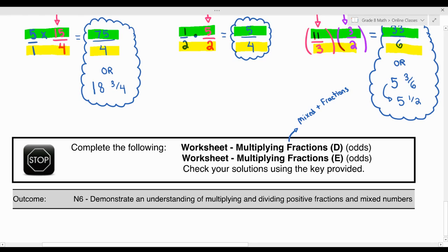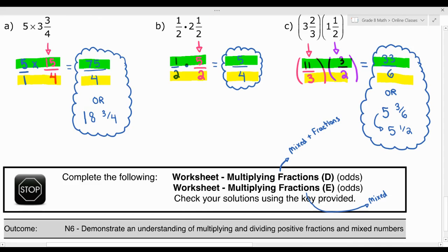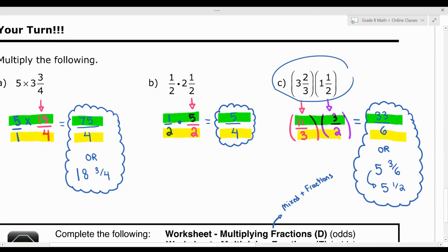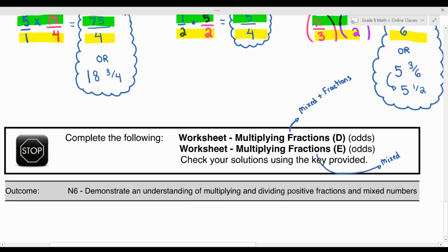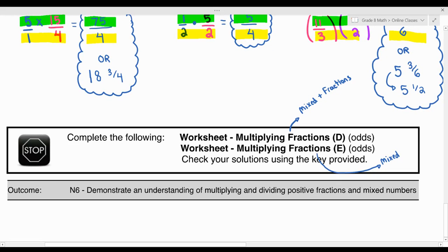And then the second part to this, the second worksheet, is actually all mixed number type. So it would be similar to questions like this one here. And again, because you do have 2 worksheets I want you to try, maybe just focus on the odds. And if you wanted to do the evens later on, that would be totally fine.